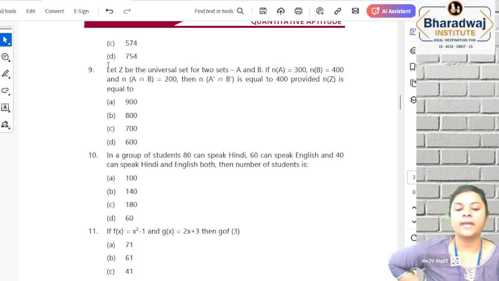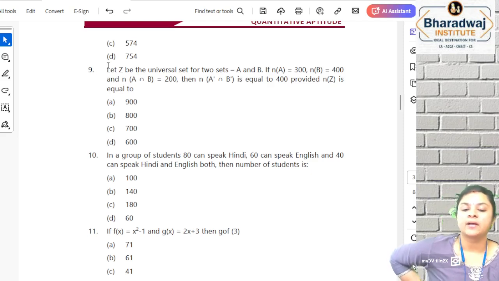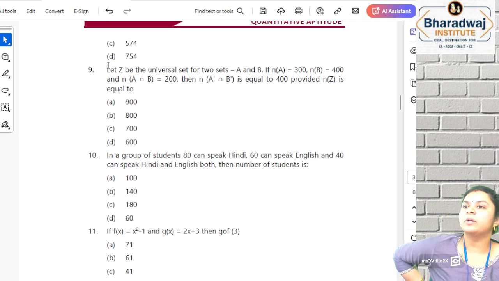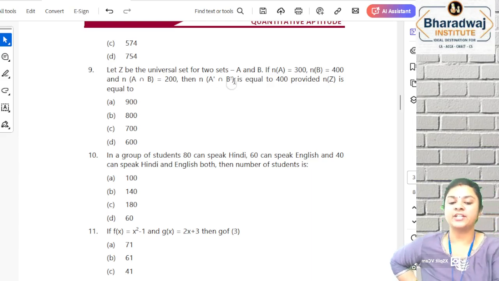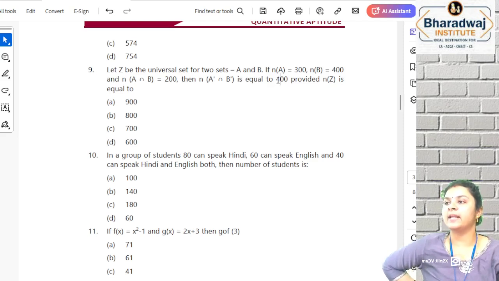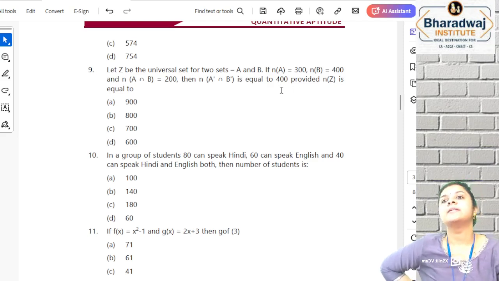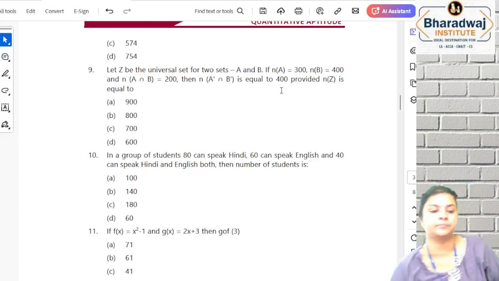Okay. Now see here. In the universe, they have given A dash intersection B dash is equal to 400. A dash intersection B dash can be written as A union B the whole dash. So A union B the whole dash is equal to 400. So what is A union B? 600. That's all. A union B is equal to 600.